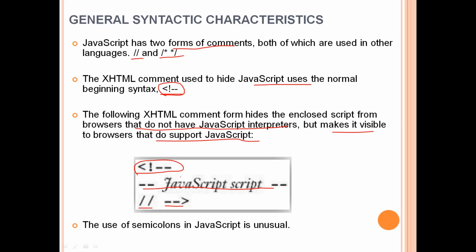And all this has to be enclosed inside a script tag. Remember, there has to be a script tag before this, script open and script close, and inside this we have this format. It is not compulsory to include the JavaScript code inside the XHTML comments, but as I've said, if the browser does not have a JavaScript interpreter, it may display the JavaScript code as it is on the web page.